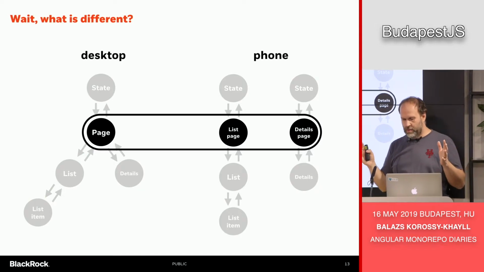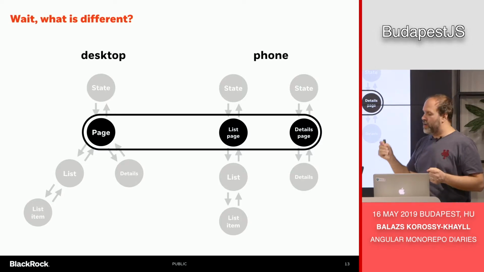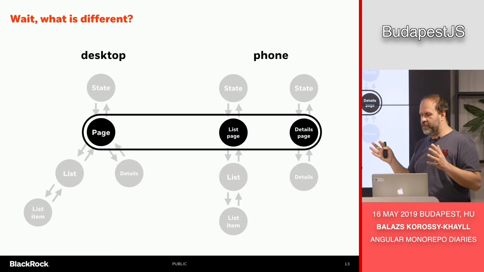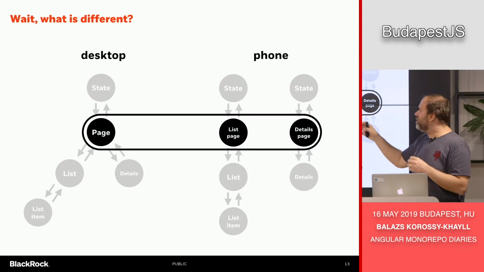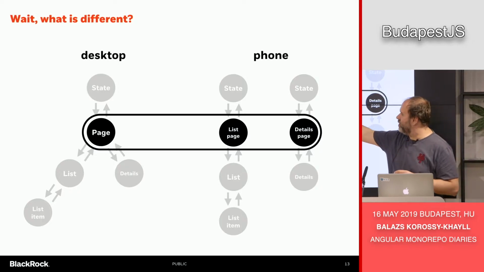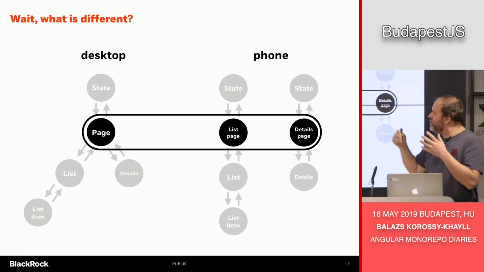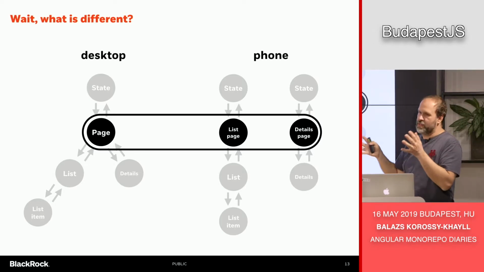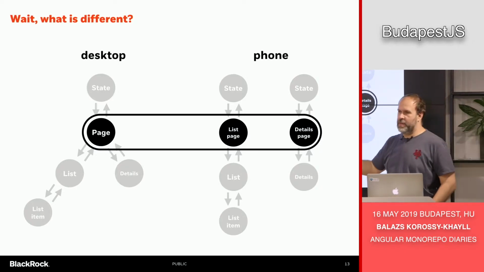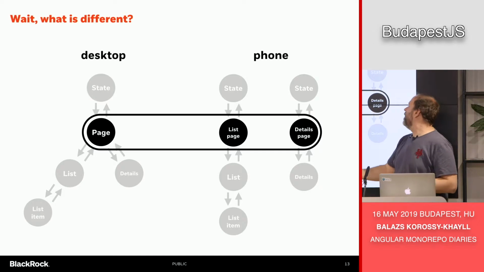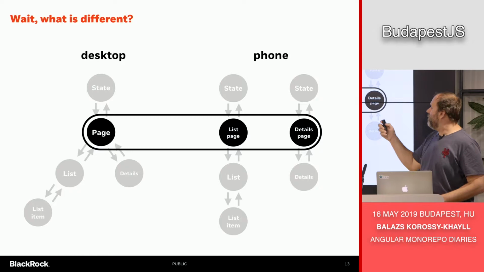Now, if this was one responsive application, right, that you normally do, then you would probably have to introduce some kind of control structures to, based on the device, do either this or that, right? I wouldn't do it with responsive CSS or something like that. Of course, the details page can still be a responsive page that can be displayed on the desktop and on the phone in different sizes. But there is a difference.